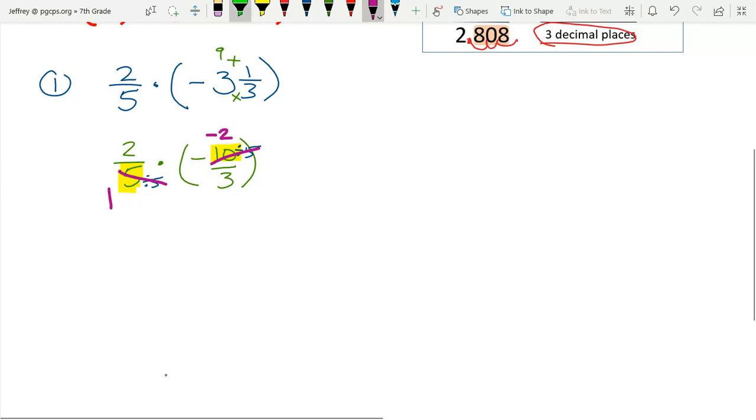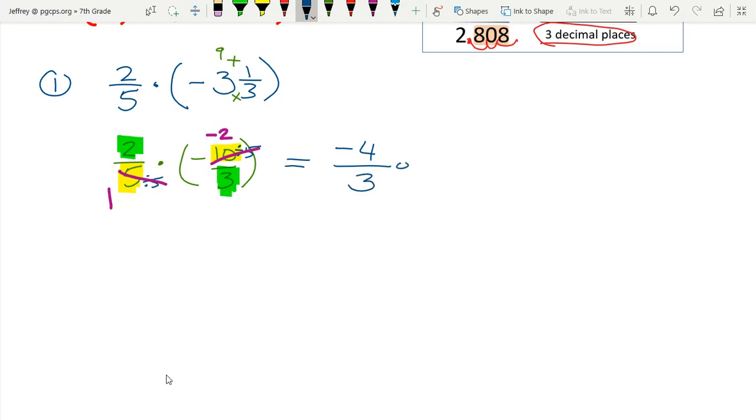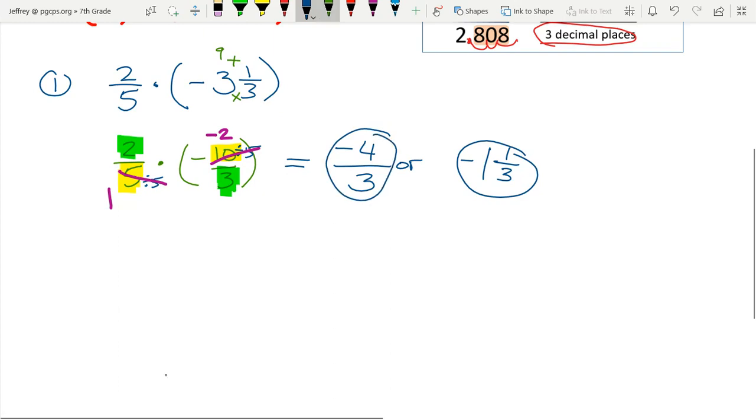Now, can we simplify 2 and 3? No, we cannot. So we just need to multiply straight across now. What's 2 times negative 2? The signs are different, so it's a negative 4 over, what's 1 times 3? 3. Or if you want to change this to a mixed number, 3 can go into 4 how many times? 1 time. Left over is 1. And we keep the same denominator, which is 3. And don't forget the sign, negative. So either of these two would be our final answer.